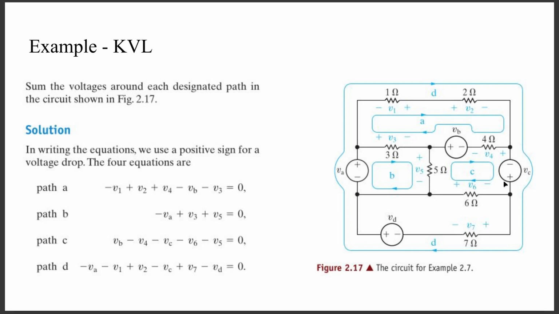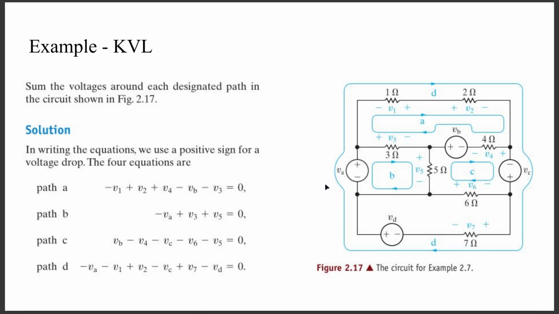For path C, we are falling for VB, rising for V4, so negative, rising for VC, negative, and rising for V6, negative, and rising for V5, negative. And then finally for path D.